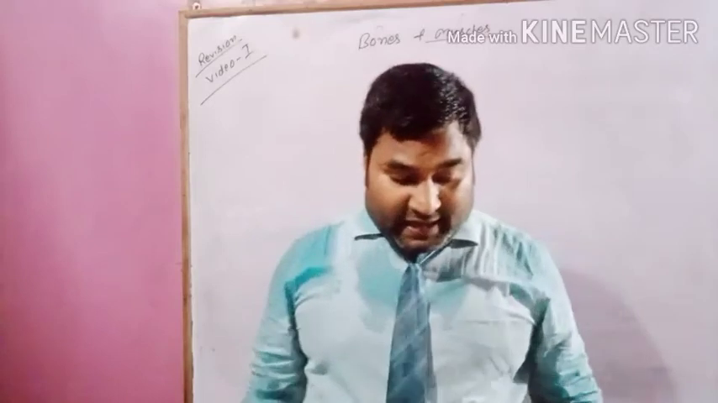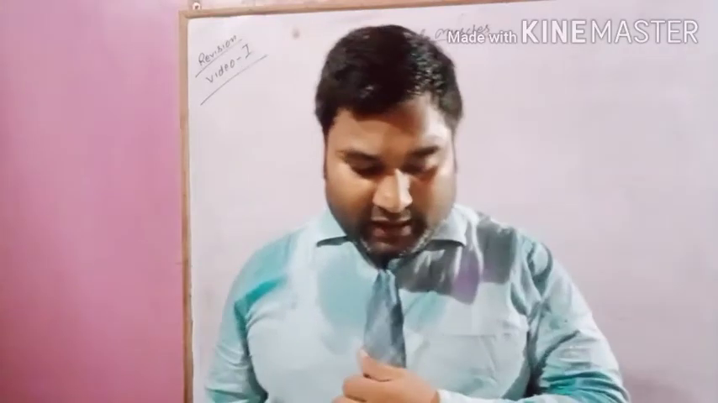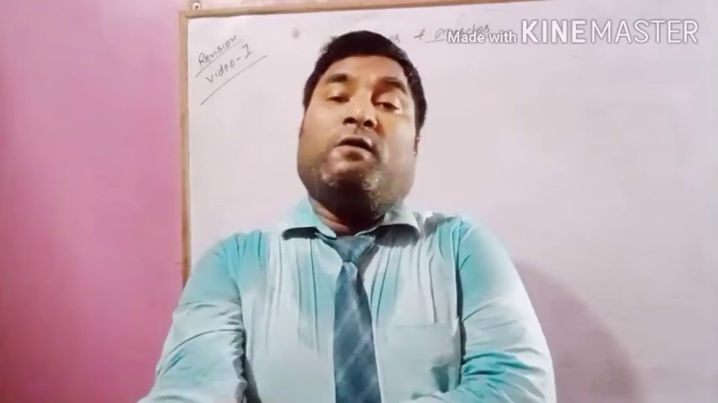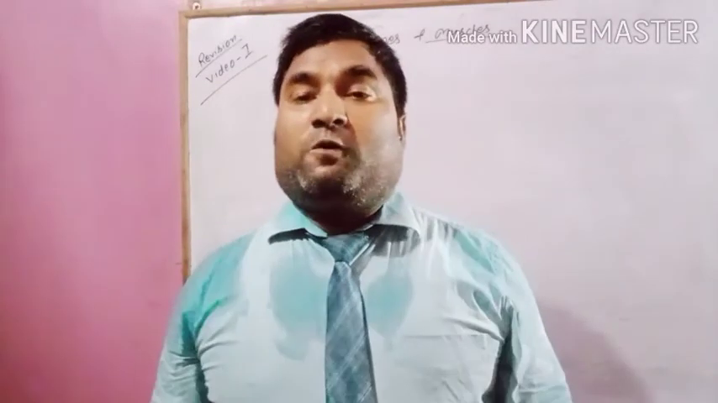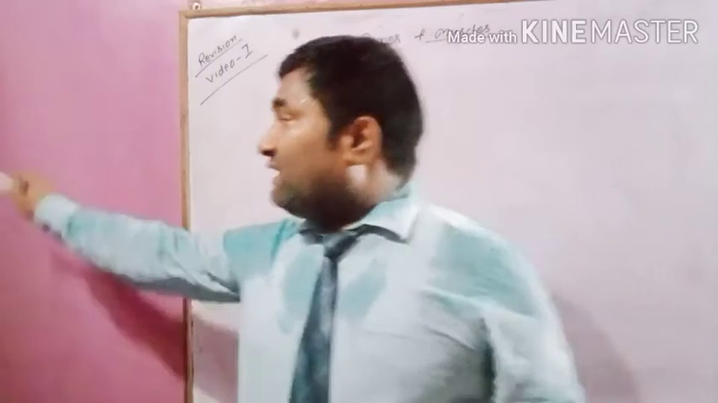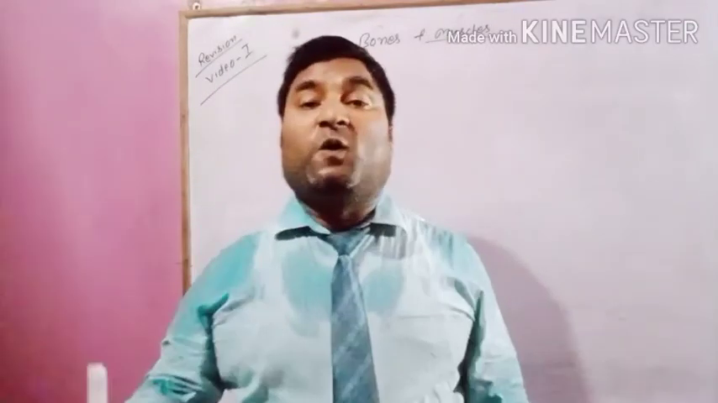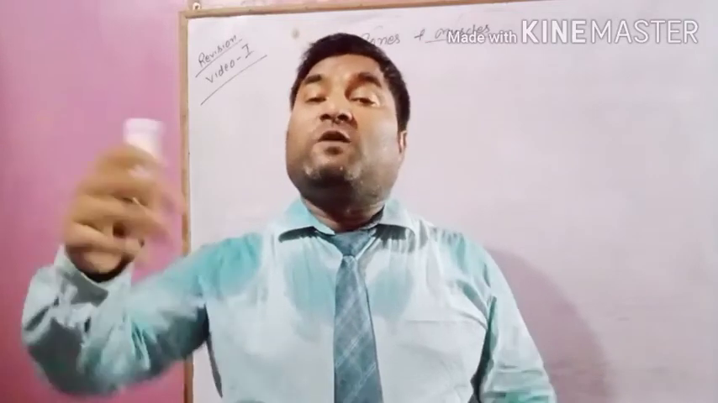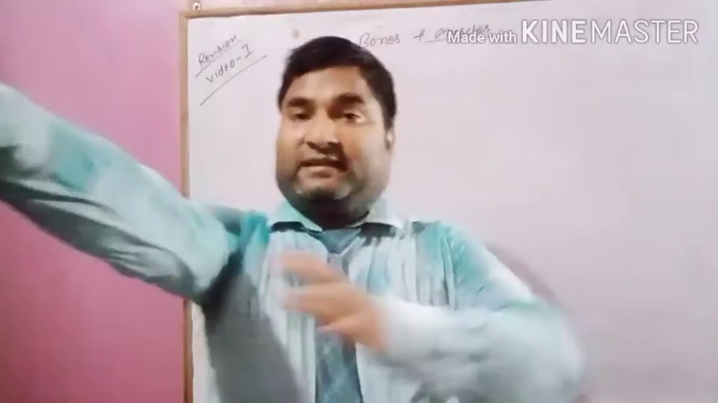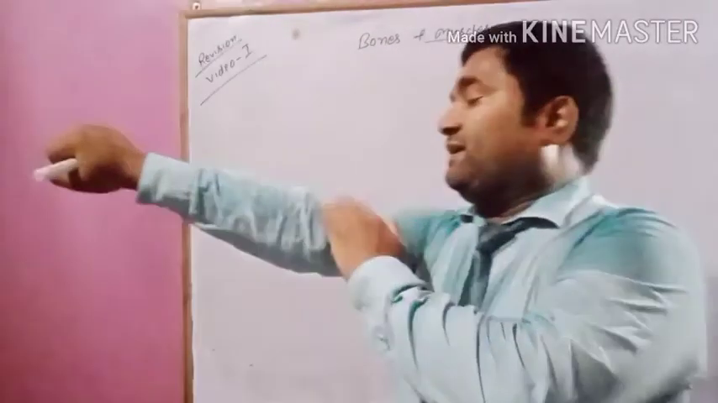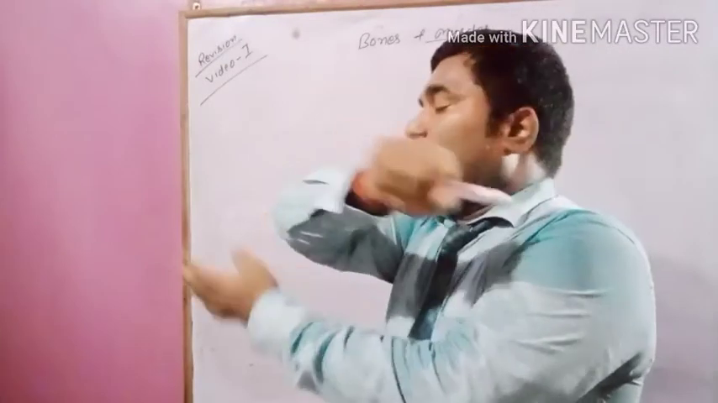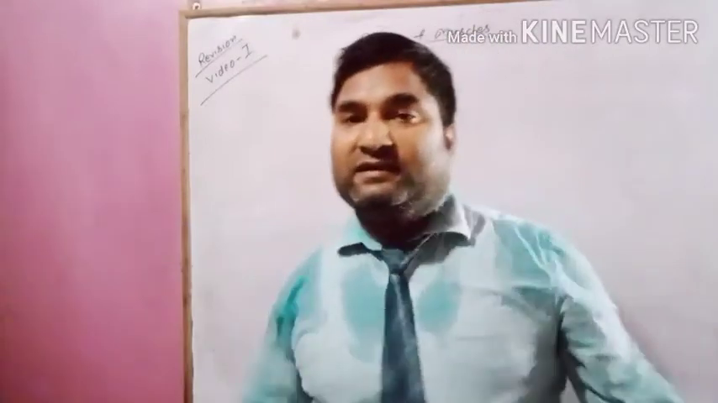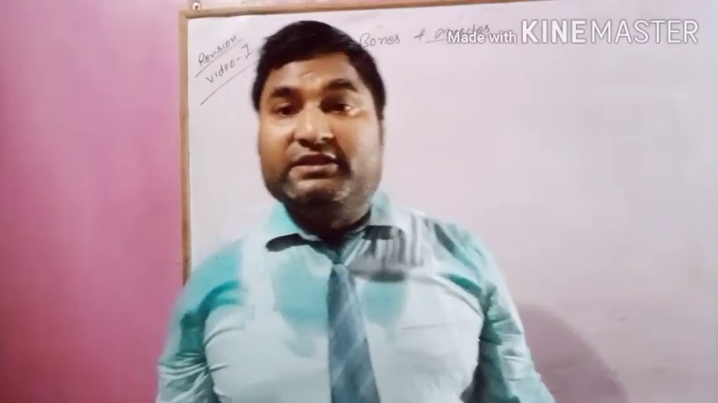Next is hinge joint. Hinge joint is present in the elbow and knee. What is a hinge joint? The hinge that you see in a door is like the hinge joint. It only allows movement in one direction. For example, this is a hinge joint. It allows movement in this direction, but it does not allow movement in that direction.